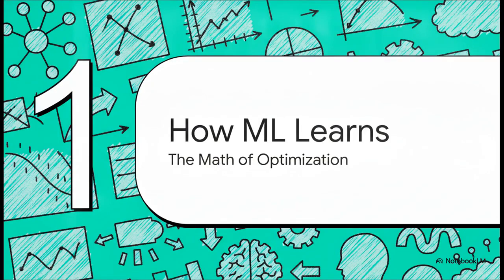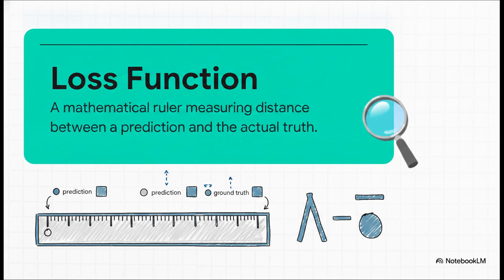Okay, Section 1. How machine learning learns. Everything basically centers around this concept right here, the loss function. Think of the loss function as, well, a mathematical ruler. It literally measures the physical distance between what your model predicted and the actual ground truth value. Now, what's absolutely crucial to understand is that loss focuses purely on the distance of the error, not the direction.